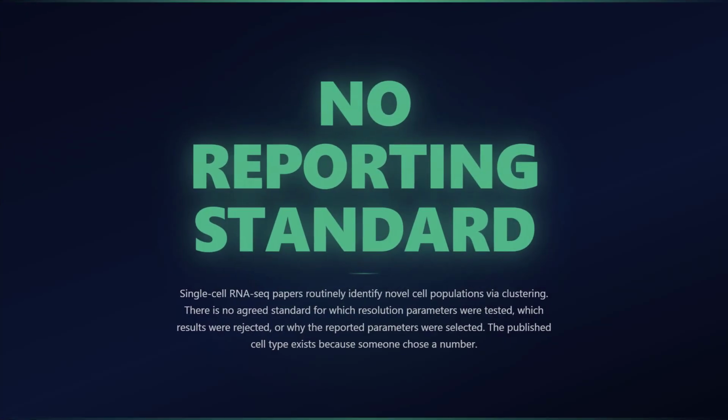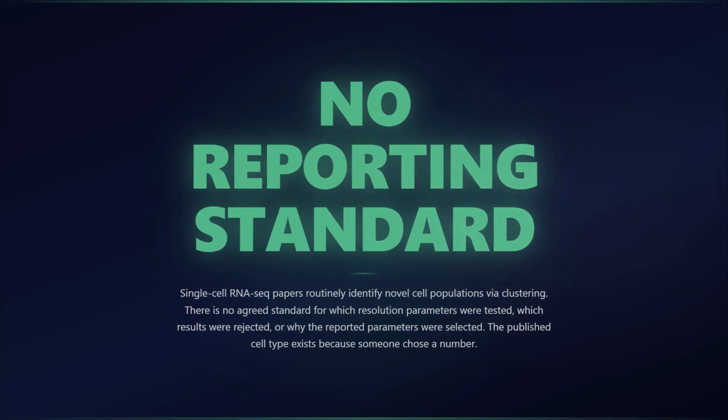That sounds like a lot of work. It is the work. Single-cell RNA-seq papers routinely identify novel cell populations via clustering. A substantial fraction of those populations are batch-driven partitions, resolution artifacts, or cell quality bins. The fraction is not tracked systematically. There is no agreed reporting standard for which resolution parameters were tested, which results were rejected, and on what basis the reported parameters were selected. The published cell type exists because someone chose a number.